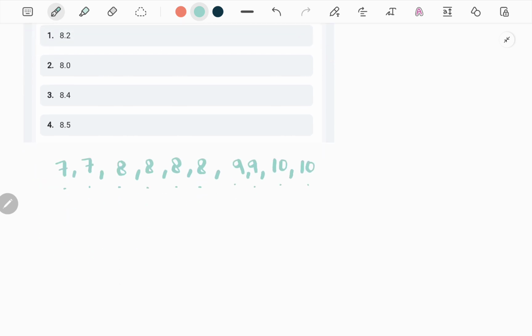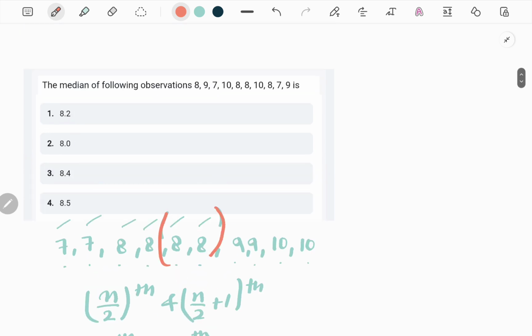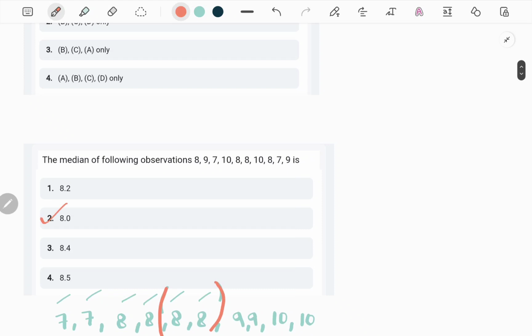So in case of an even number of observations, the median is given by the n by 2th and n by 2 plus 1th position, right? Which makes it the median lies between the 5th and 6th. So 1, 2, 3, 4, 5, 6. So this is 5 and 6, right? Our median value lies between these two. Certainly it is the same number and hence the median of the data is 8.